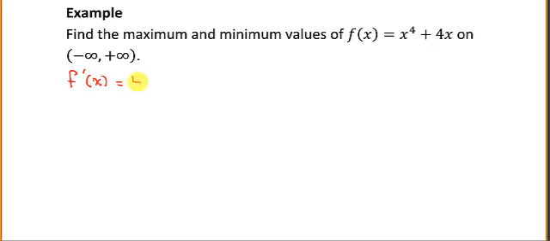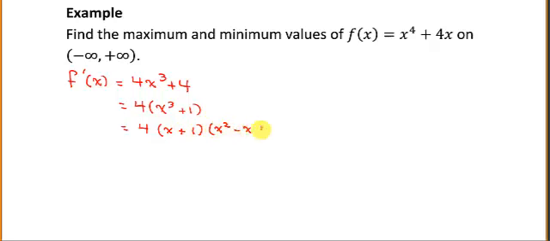So take the first derivative. That's going to be 4x to the third plus 4. I can factor out a 4, and I'll be left with x to the third plus 1. This is the sum of cubes, and I can factor the sum of cubes as x plus 1 times x squared minus x plus 1.